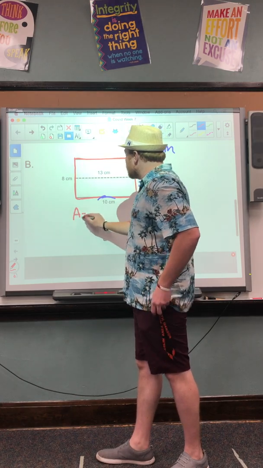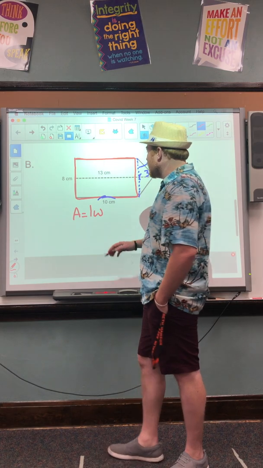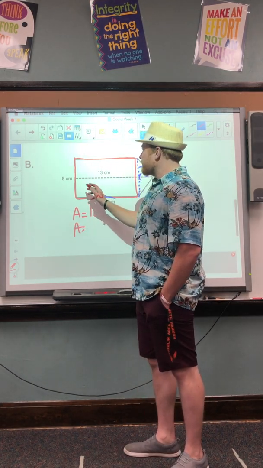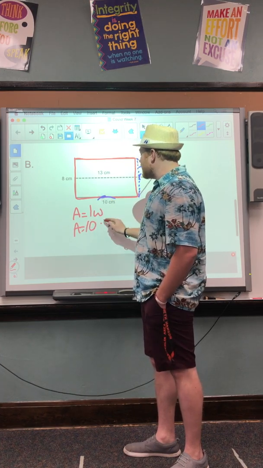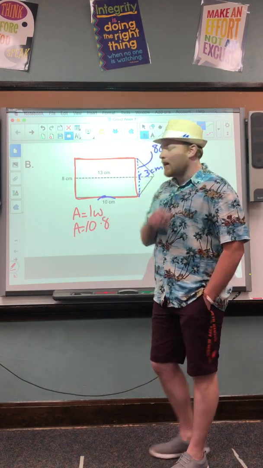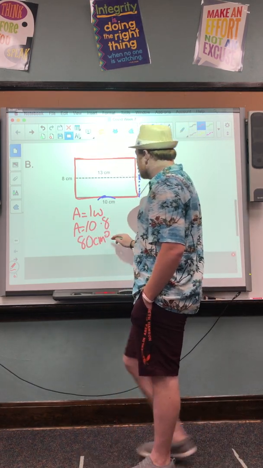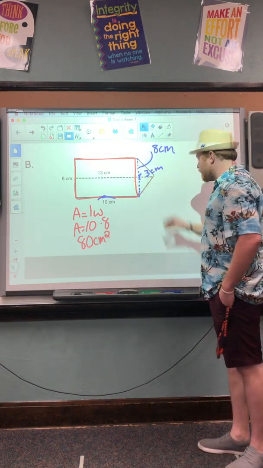So area equals length times width, because that's the formula for an area of a rectangle. The length is, we can go 10 centimeters, and then the width is 8 centimeters. And we multiply 10 times 8, we would get 80 centimeters squared. Okay, so we have the rectangle done. Now we have to do the triangle.